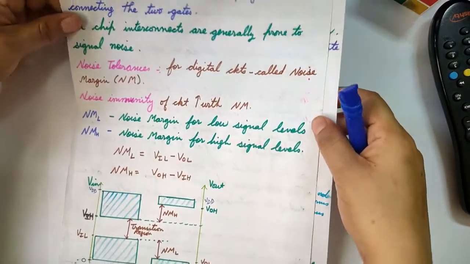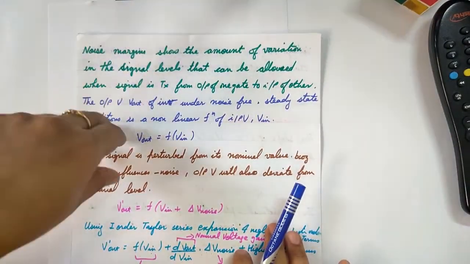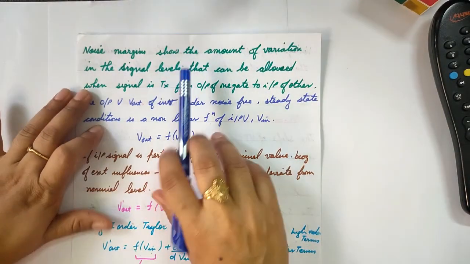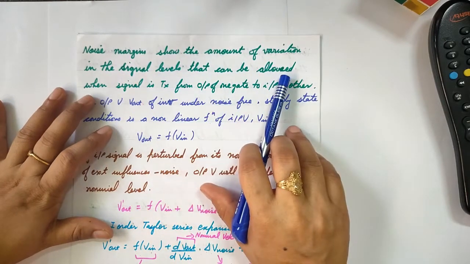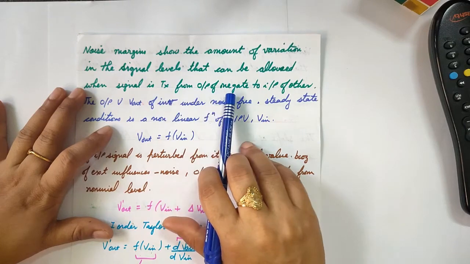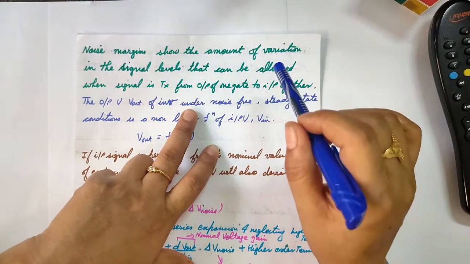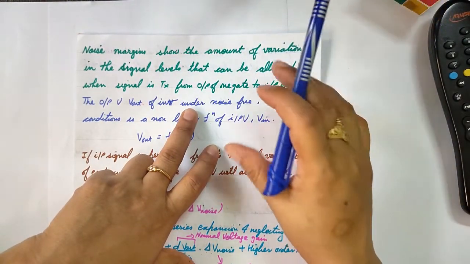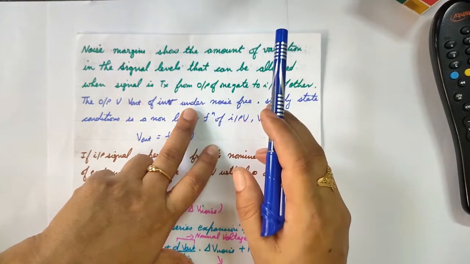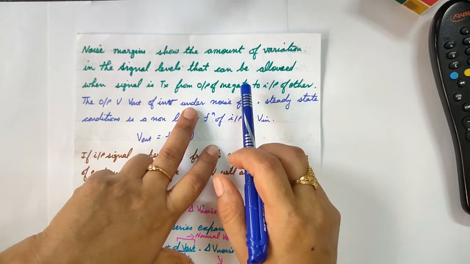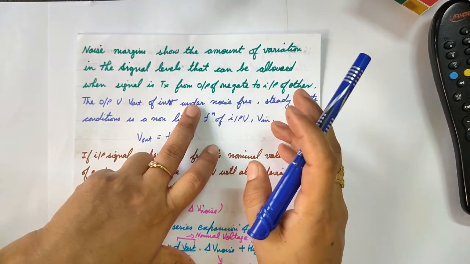Moving further, what does this noise margin mean? The noise margin shows the amount of variation in the signal levels that can be allowed when the signal is transmitted from the output of one gate to the input of another gate. It means that because of this tolerance, if the output changes due to noise while moving from one gate to the other, even then the signal will be detected correctly by the circuit, and it will give the correct output.